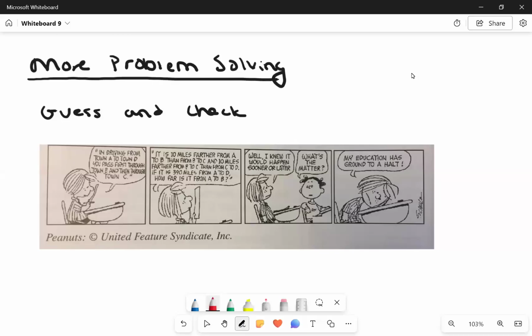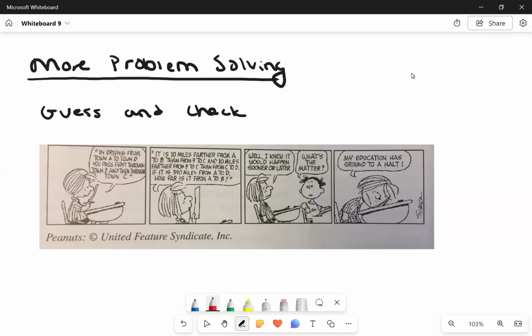In this video, we're going to do more problem-solving techniques, and we're going to start with the technique guess and check. Now, this actually comes from the old comic Peanuts. If you've not seen Peanuts, that makes me very sad. You should go and look at any sort of Peanuts comics.